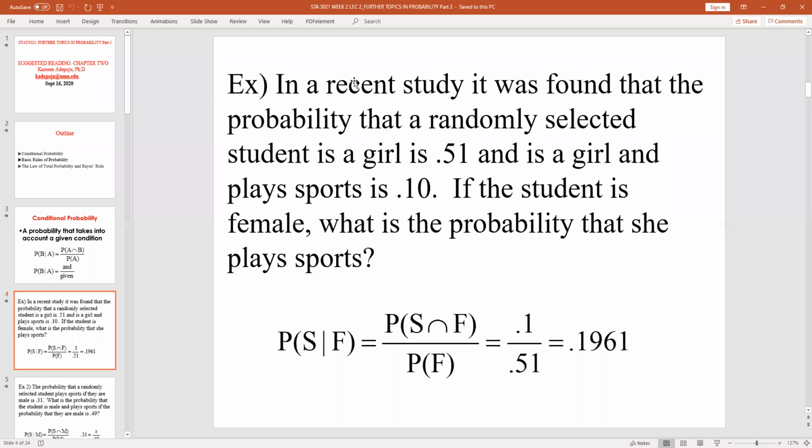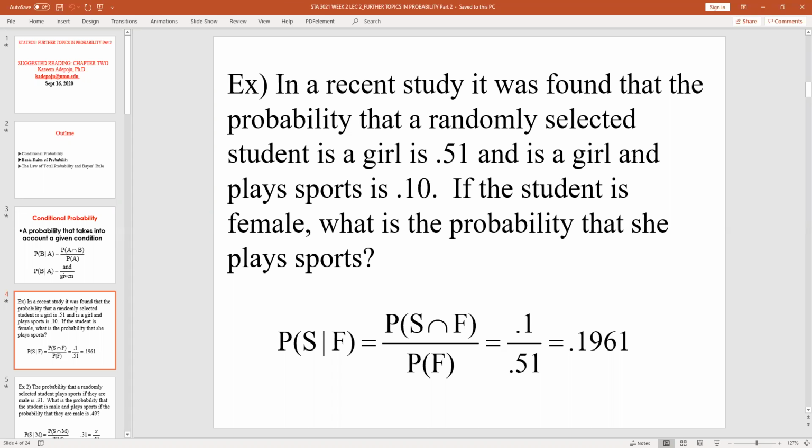I want us to go into an example right now. So if you take a look at what I have here, in a recent study, it was found that the probability that a randomly selected student is a girl is 0.51. Now if it is 0.51, that is talking about marginal. It means that it is just focusing on gender, on a girl. That's a marginal. And the probability of being a girl and playing sport is 0.1.